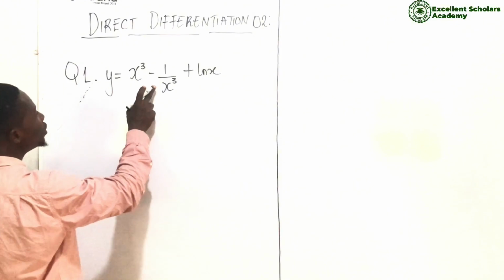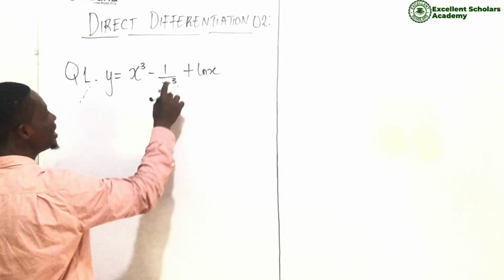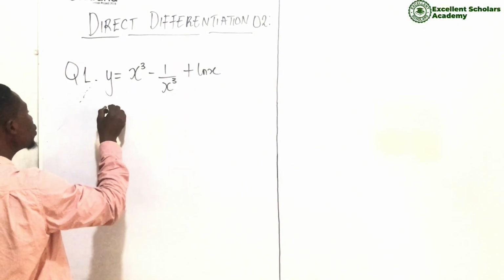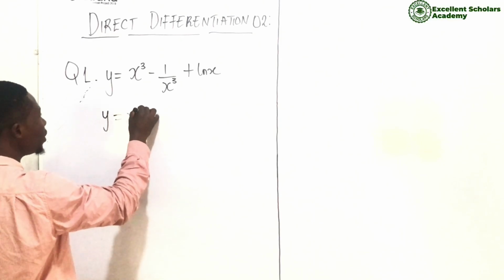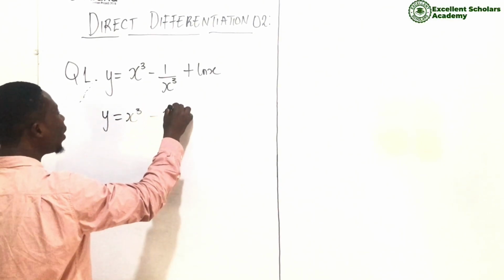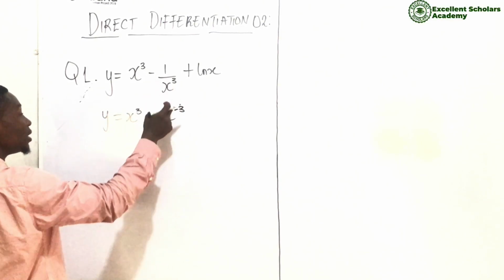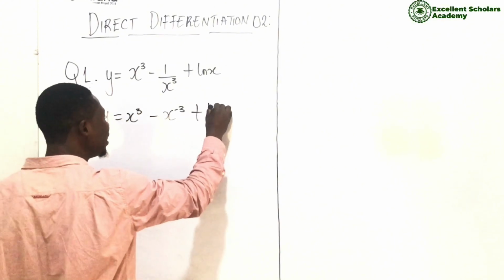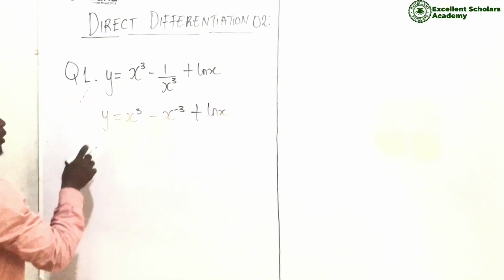Now, before we differentiate this, we'll have to write this in form of indices. So I can also write this as y equals x to the power of 3 minus x to the power of negative 3, law of indices, do not forget, plus ln x. Now finally we can differentiate.